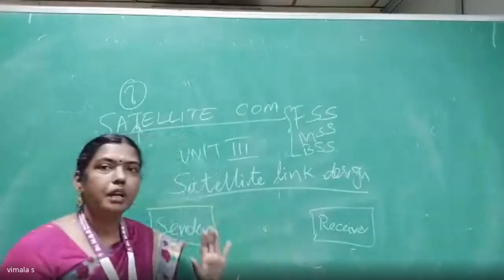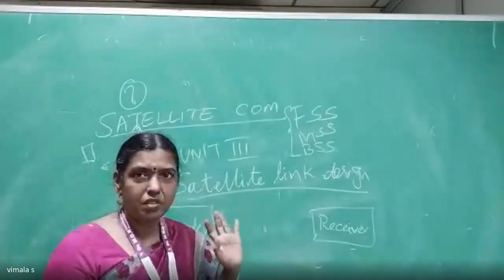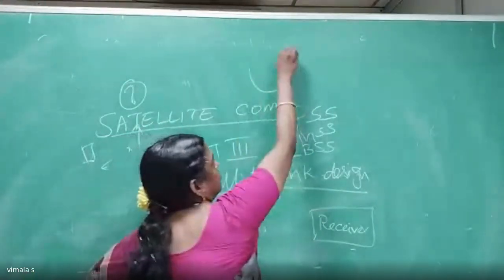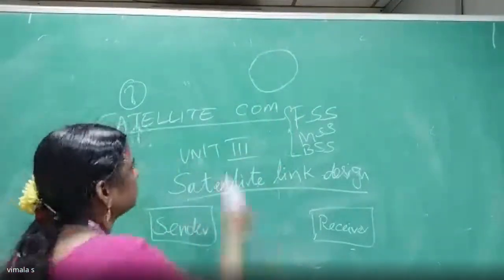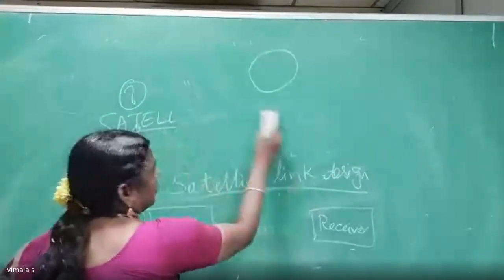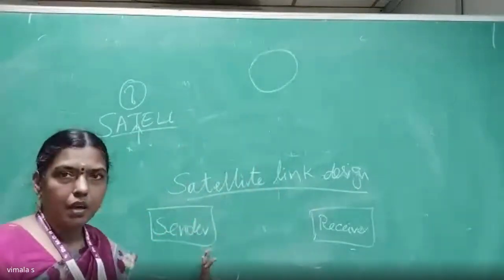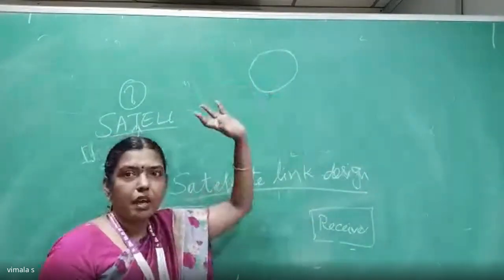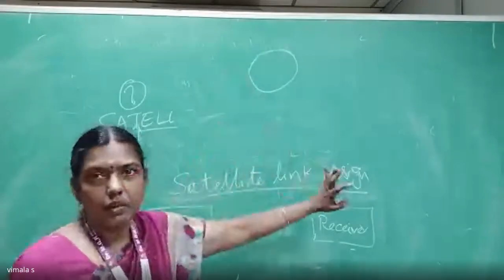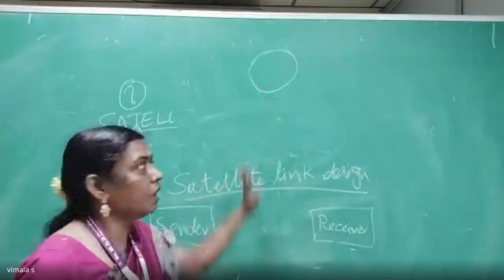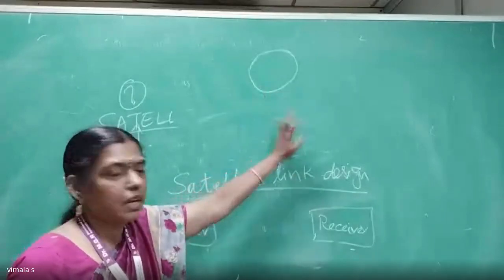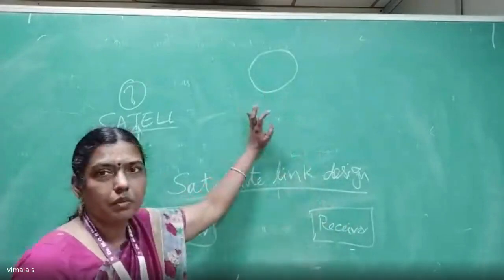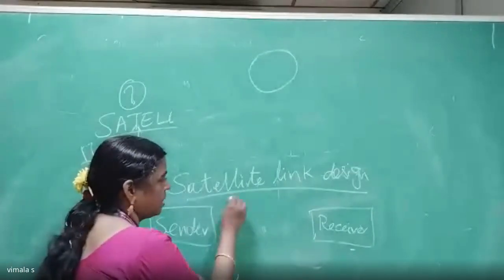So what will happen when we are going to send the information through the satellite? The satellite will be here. My sender is on Earth, and my receiver is also in one part of the Earth. The satellite is here. Can the sender transmit the information directly to the satellite and can we receive it? Is it possible? No. So what will happen? The ground earth station.